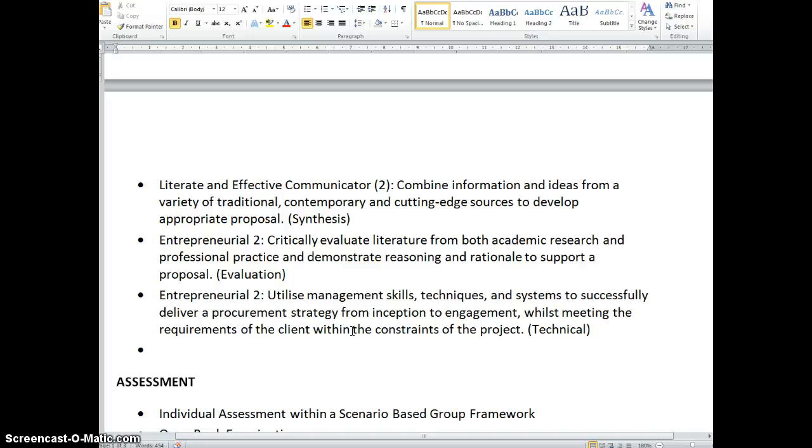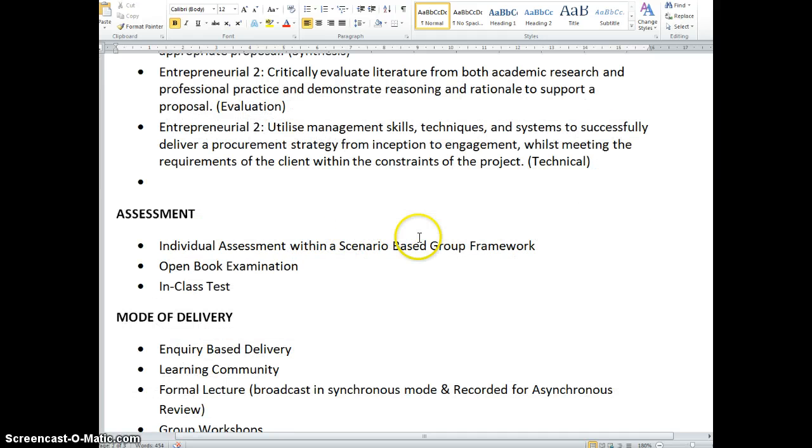I think these particular areas of entrepreneurship, literate and effective communicator, etc. So I've put them against that. So we've now benchmarked it against that. Again, I've said assessment is individual assessment within a scenario-based group framework. Now I'm going to expand this out, but this is just here as an example, because I think what I'm looking for is this idea of the learning community, which is the group framework, but it's individual assessment.